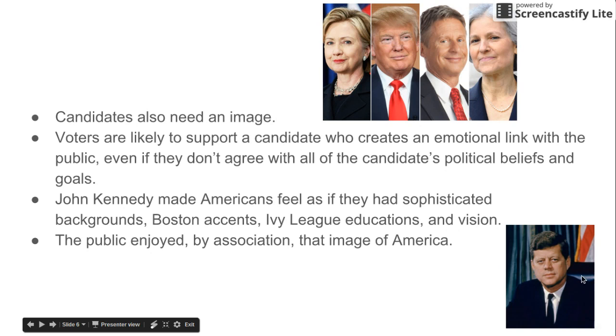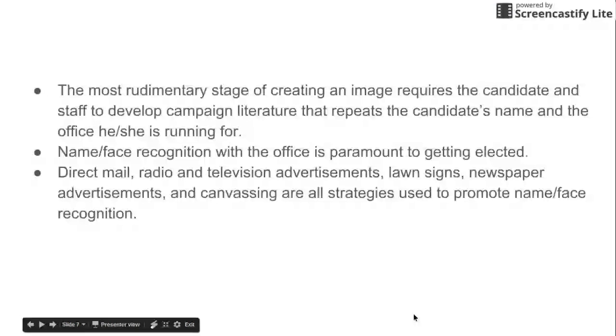John Kennedy, pictured down here in the bottom right corner of my slide, made Americans feel as if they had sophisticated backgrounds, Boston accents, Ivy League educations, and vision. The public enjoyed by association that image of America. So really what the candidate looks like and how they dress really does matter in public perception of that candidate.